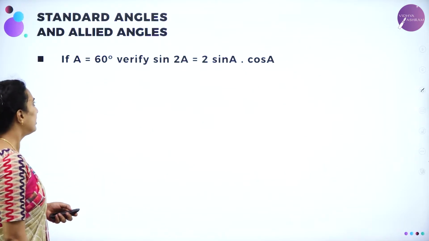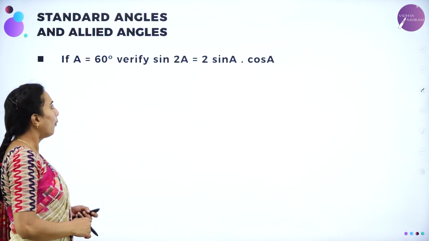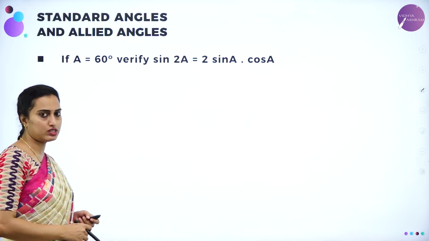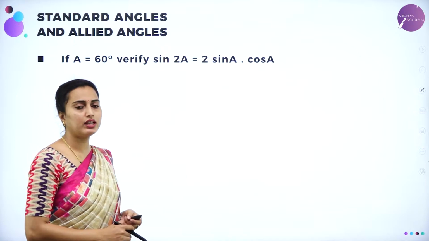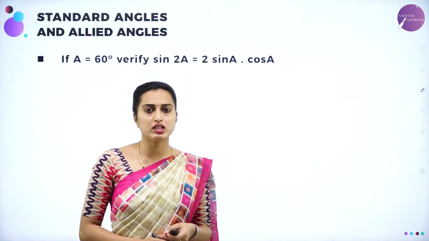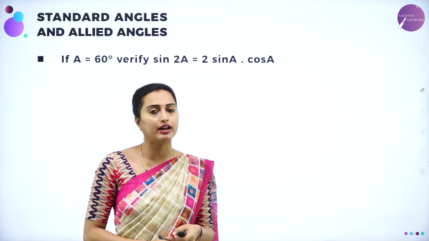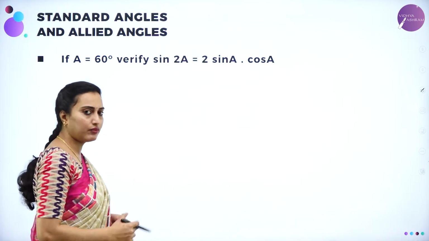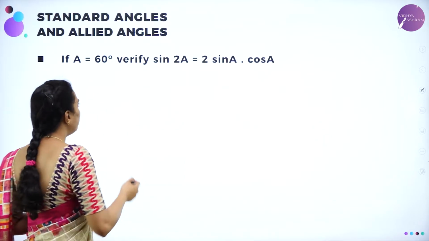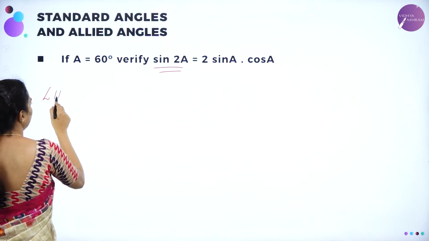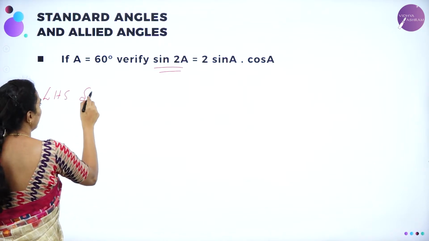What they have given: if A is equal to 60 degree, verify sine 2A is equal to 2 sine A into cos A. That means we have to take the left hand side and the right hand side, and we have to prove the same answer for both. So that is a verification method. Now let me take the left hand side, sine 2A.